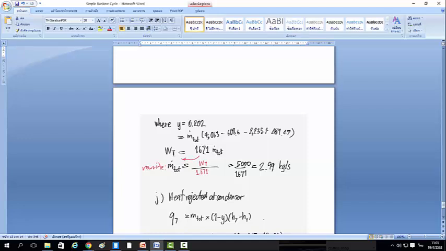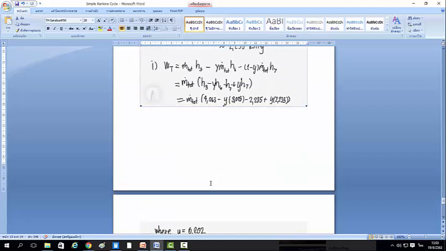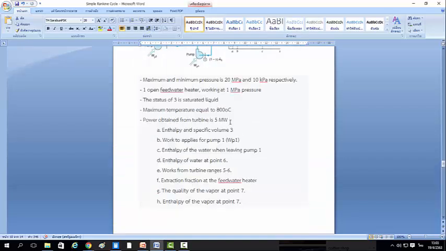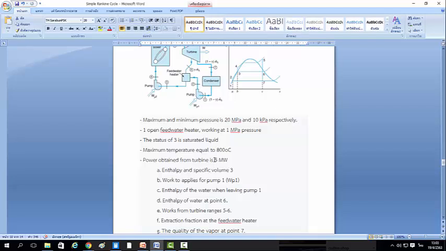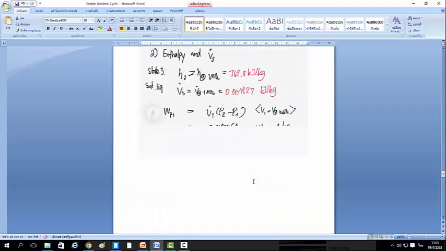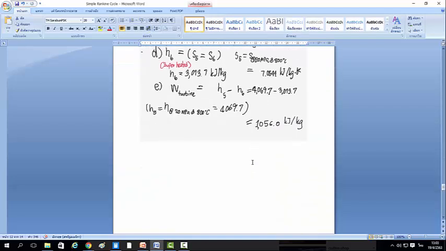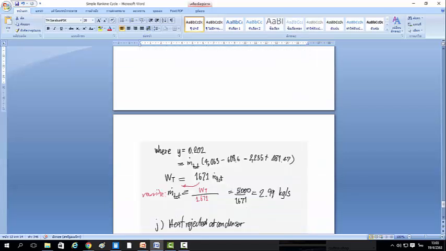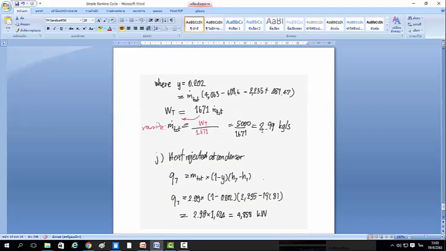The work from the turbine, the question already gave it, is 5 megawatt, or 5,000 kilowatt. You just substitute 5,000 here and divide by the number here, and we got 2.99 kilogram per second. And the last one, heat rejection at the condenser.